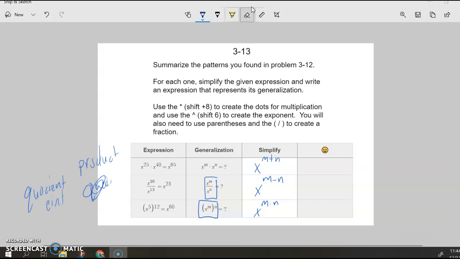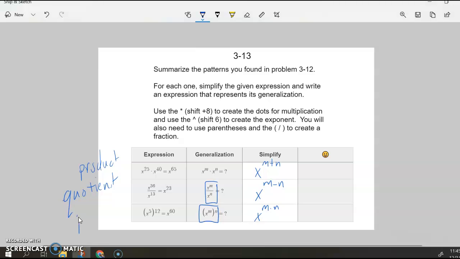All right, I paused it and made sure that I had this spelled correctly. Erase that. Quotient is Q-U-O-T-I-E-N-T. The quotient rule, and this last one is our power rule.